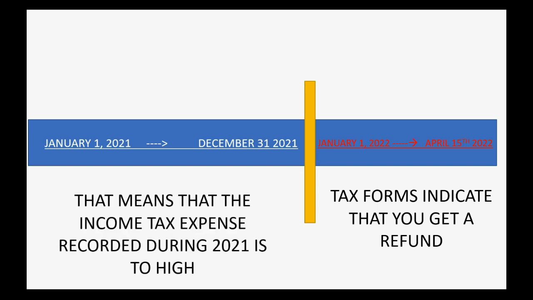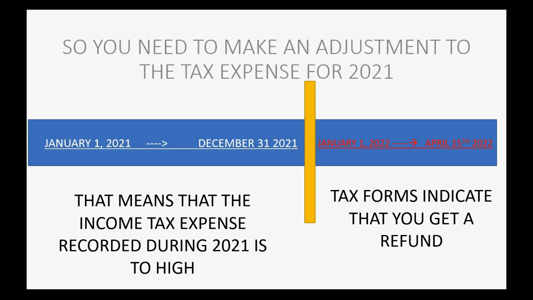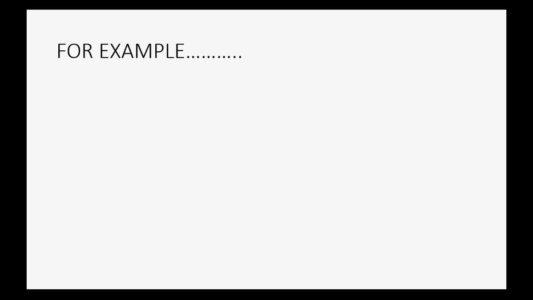And if the tax forms indicate that you get a refund, that means that the income tax recorded during 2021 was too high because you didn't know that you were entitled to a refund for overpaying it. So therefore, you need to make an adjustment to your income tax expense for 2021 in order to get an accurate profit and loss for that tax year.